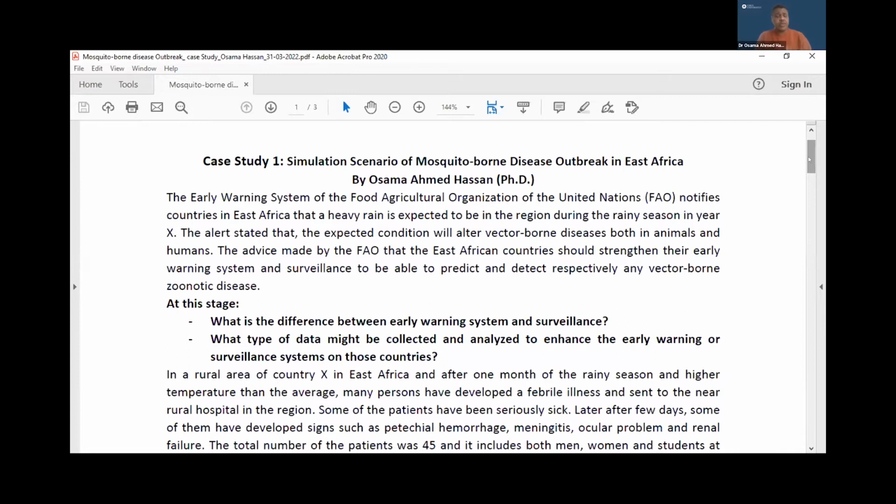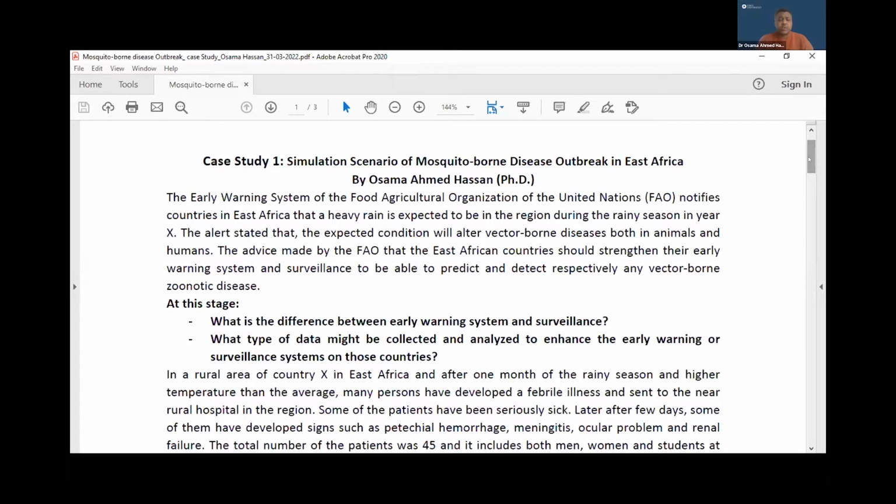Okay, with this background at this stage, let us just say a few words about what is the difference between early warning system and surveillance. So is there any difference between early warning system and surveillance? Okay. So let me take it further from here, and I can see if hopefully you'll be interactive and share in the chat, but also raise your hand.